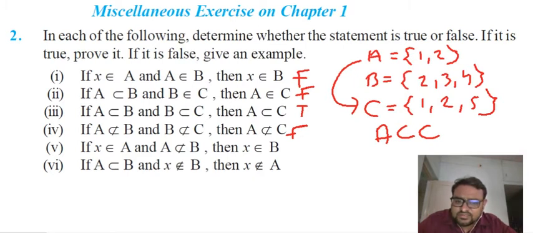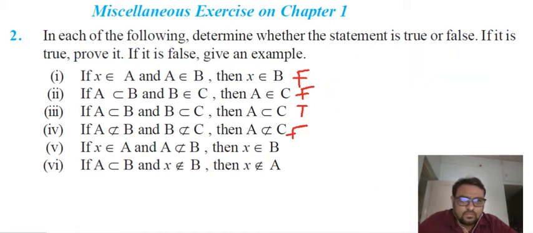The fourth one is false. It's not necessary. Question five: if X belongs to A and A is not a subset of B, then X belongs to B. Okay, now this is also not necessary.